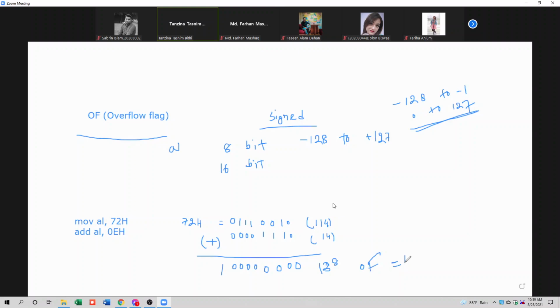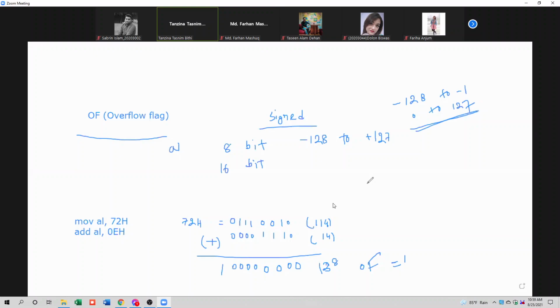Did you get the difference? The difference is when the numbers were unsigned numbers, at that time we change the value of the carry flag register. But now we're considering these numbers as signed numbers, and these two numbers are positive numbers. What is the range of positive numbers for an 8-bit register? The range is 0 to 127. But the result we got has an equivalent decimal number of 128, which is outside the range.